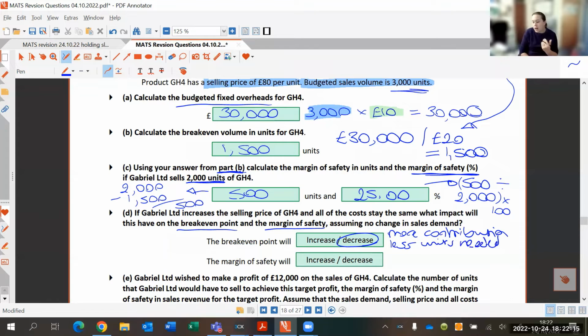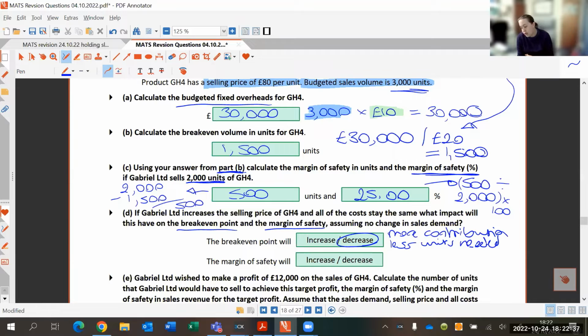If we look back to part B, and I said, actually, now we've got £25 per unit to play with, if you do 30,000 divided by 25, it actually means that you've got 1,200 units as your break-even point. So you've got less units that you need to make in order to cover all those fixed costs.